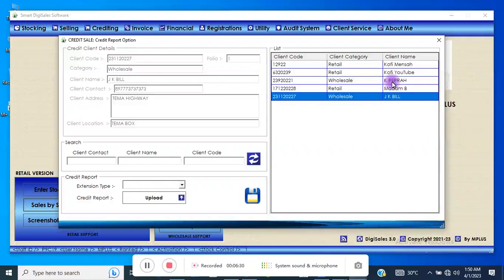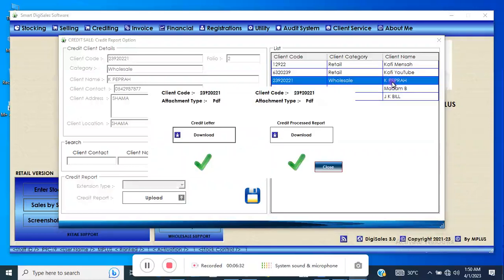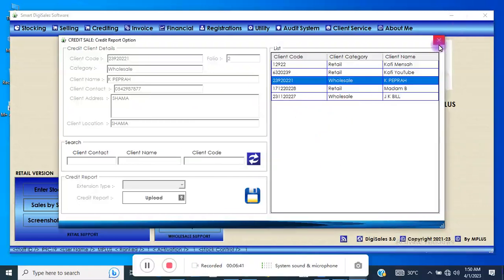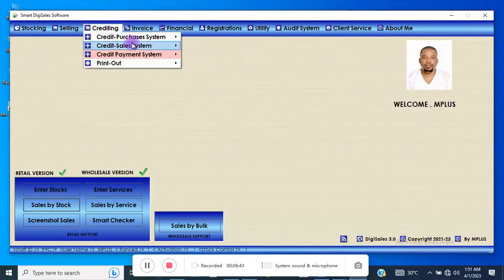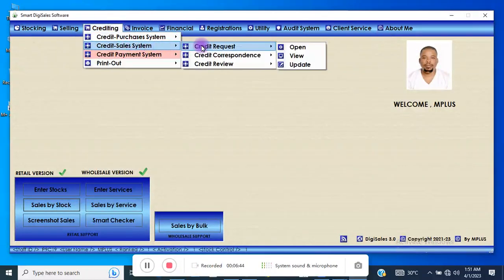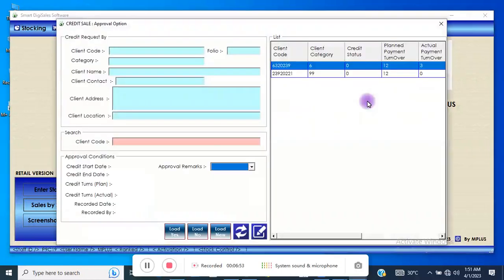When you want to see what was uploaded, you can double click it and this happens. This opens for you to load either the credit letter or the credit processing report. You can close it from here. So at this stage, both the request and the response is there. So it is now left with the authorizer to authorize. When the authorizer opens his side, credit review is going to see it.